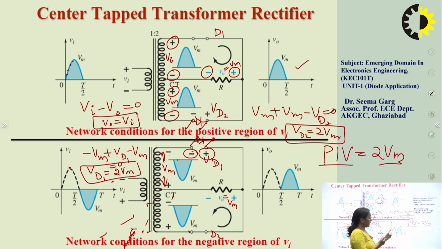So here we can see, if we compare the half wave rectifier and the full wave rectifier, that the peak inverse voltage in the half wave rectifier is Vm, whereas in the center tap full wave rectifier, the peak inverse voltage is twice Vm. Whereas if we talk about efficiency, the efficiency of the full wave rectifier is almost double that of the half wave rectifier.